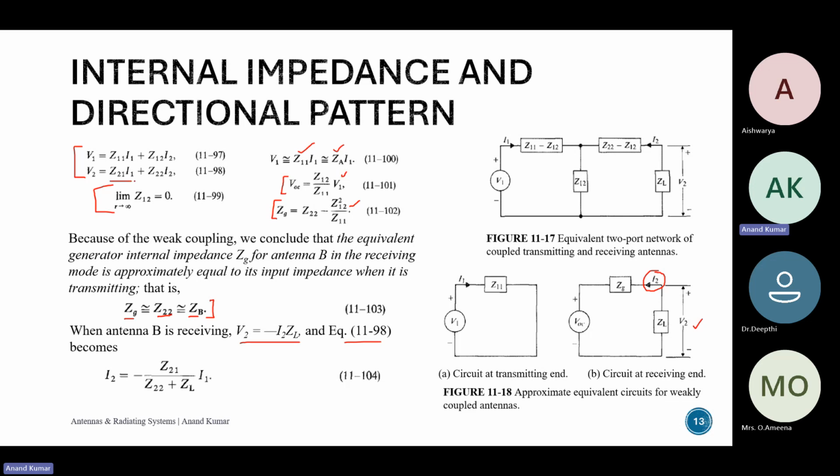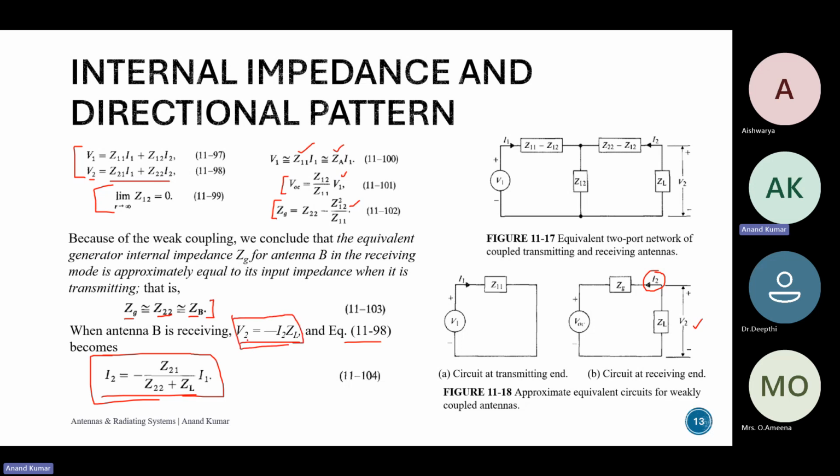1198, this expression, which can be rearranged. So we can substitute V2 equal to minus I2 into ZL over here. And then rearranging it, we have eliminated V2 from here, and then we can calculate I2 in terms of I1. So we get I2 in terms of I1 like this. So this is the expression for current I2, and then we have the expression for voltage V2.